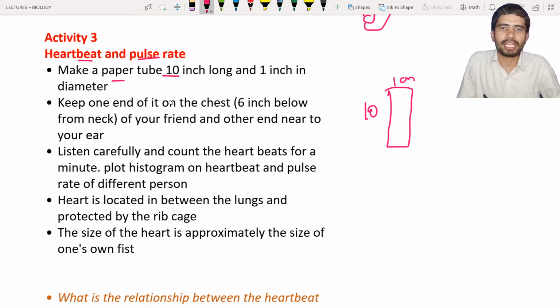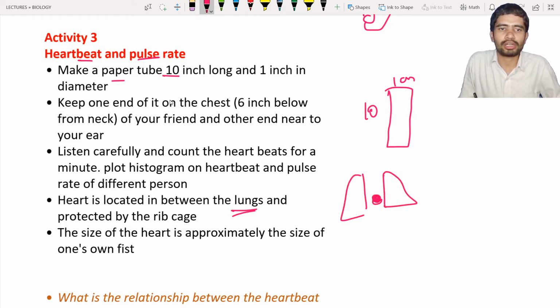Next, place this tube on the chest of your friend and listen to the heartbeat carefully. We can hear some kind of sound coming from the heart, and we can note down the heartbeat. So where is the heart located? The heart is located between the lungs.